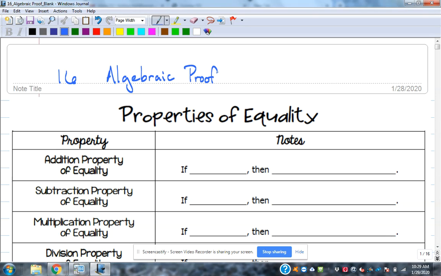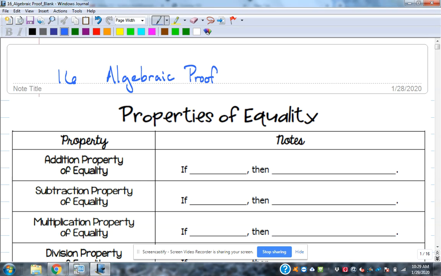All right, algebraic proofs. So we're going to go over some properties of algebra that you use every single time you solve an equation. You just don't tell me what property that is. With a proof, the idea is when you're solving an equation, then you have to tell me what property you use to justify that step. So your reasons or your justifications are the properties that we have.